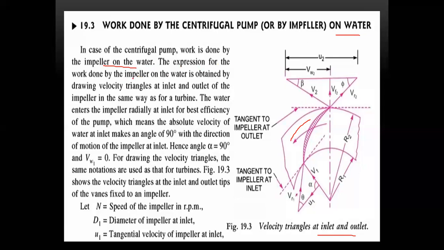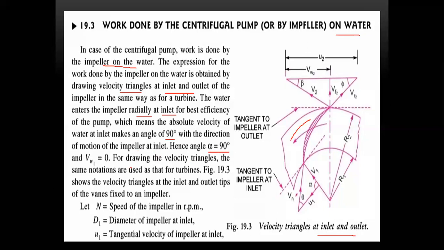The expression for the work done by the impeller on the water is obtained by drawing velocity triangles at inlet and outlet of the impeller. The water enters the impeller radially at the inlet, for the best efficiency of the pump, which means the absolute velocity of the water at inlet makes an angle of 90 degrees with the direction of motion of the impeller at inlet. Hence, angle alpha is equal to 90 degrees.